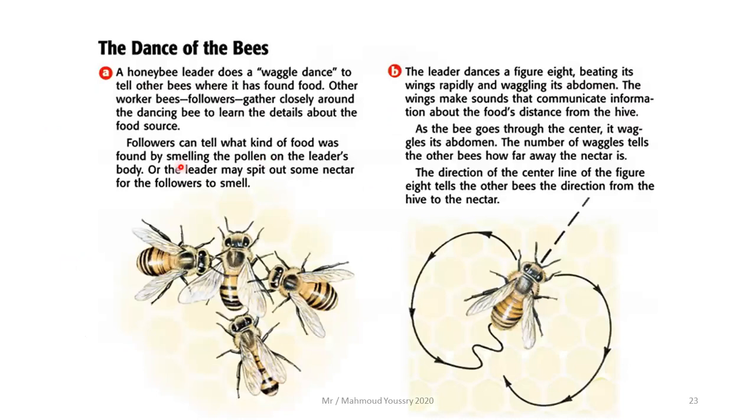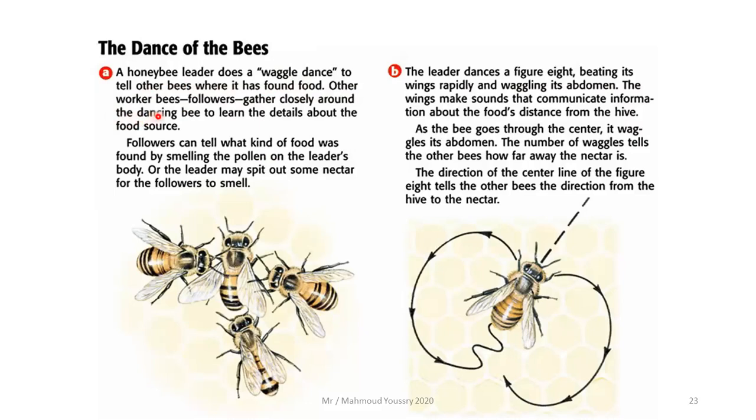And this is how they provide the information about food with their body language. This is called the dance of the bees. Let's see what happens. A honeybee leader does a waggle dance. It is named waggle dance. This is important to tell other bees where it has found food.